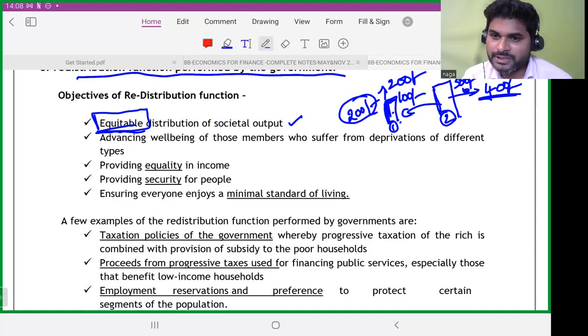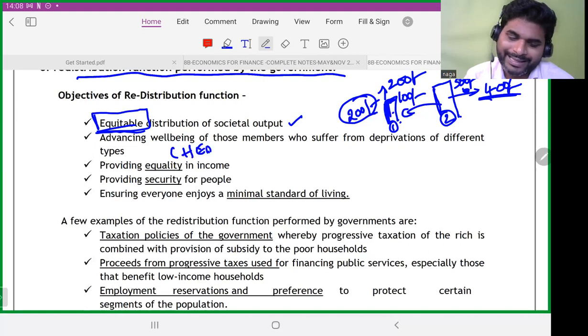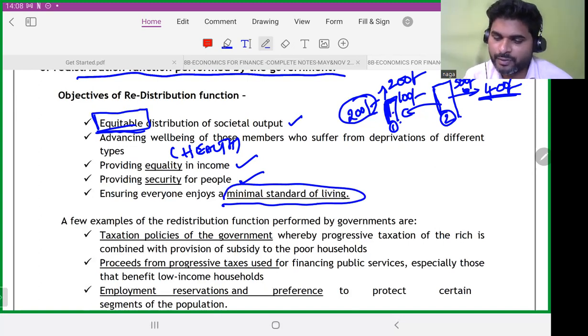So the objectives of the distribution function are equitable distribution of output and advancing the well-being of members who suffer deprivation of different types, like health and education. It means providing equality in income, providing security for people, and ensuring everyone enjoys the most important thing, a minimal standard of living. For a minimal standard of living, whatever you need, the government has to ensure those facilities are available.